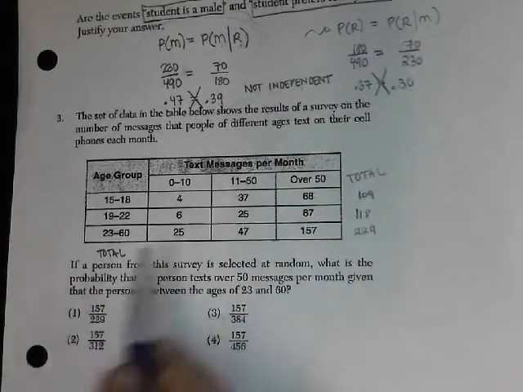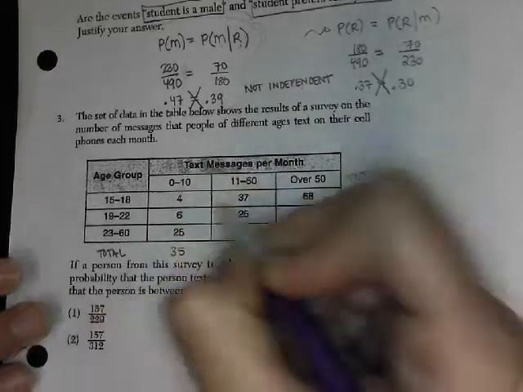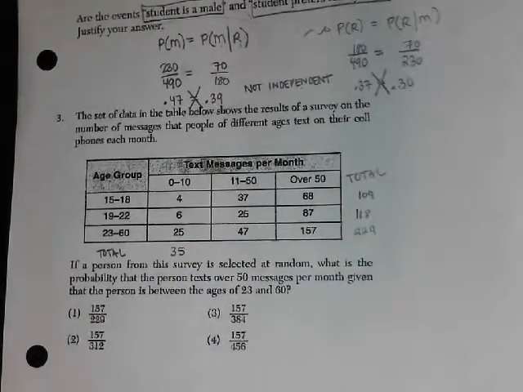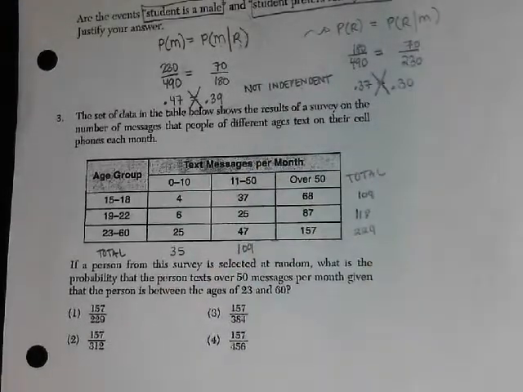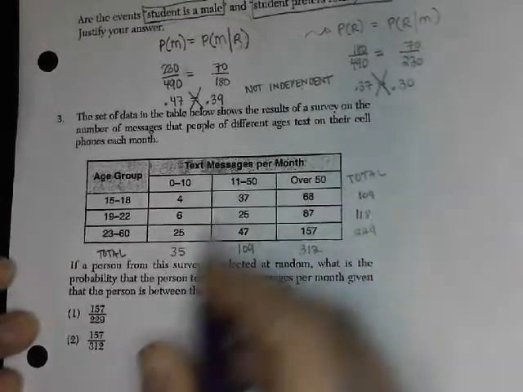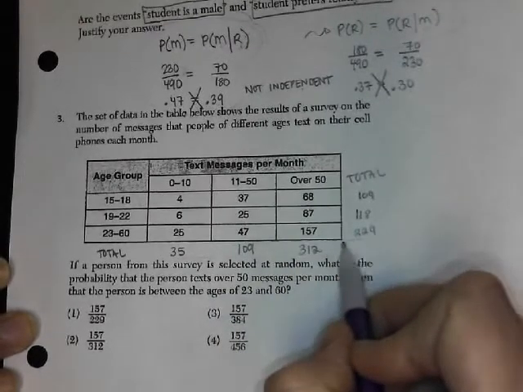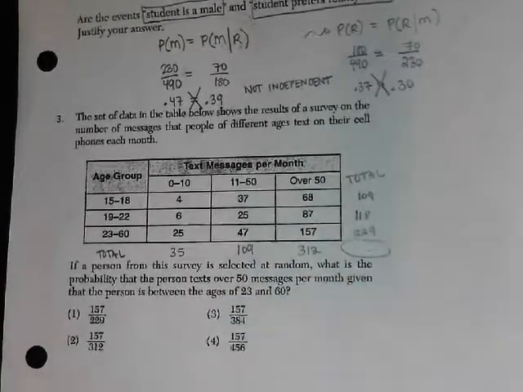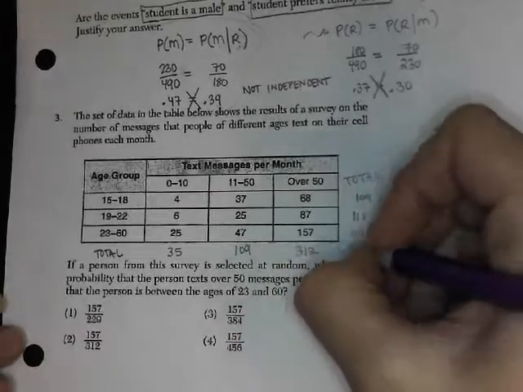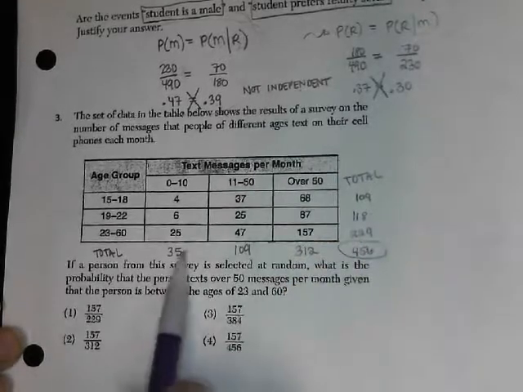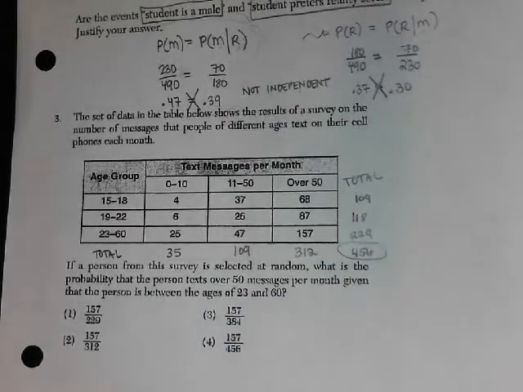Now within each text message category, this gives me 35, 37 plus 25 plus 47 gives me 109, and 68 plus 87 plus 157 gives me 312. So when I add all these across, or I add all these down, that should give me my total number of people surveyed. 109 plus 118 plus 229. And just to make sure this is error proof, I should double check that these also add up to 456. And they do.